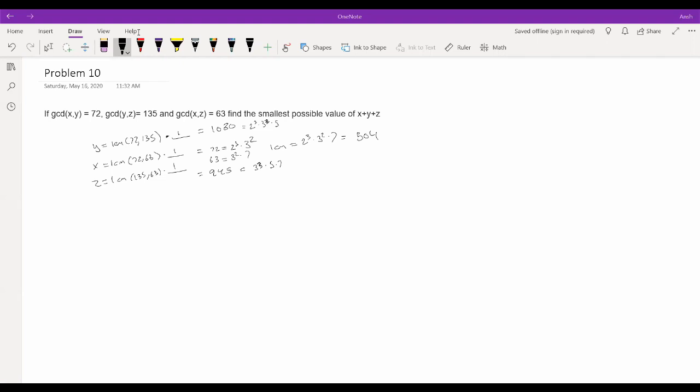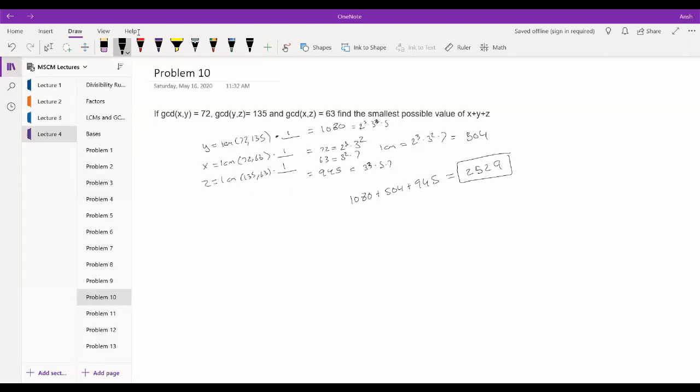And since we found the minimal possible values, that means our answer would be 1080 plus 504 plus 945. And this number is equal to 2529. And that's our final answer.